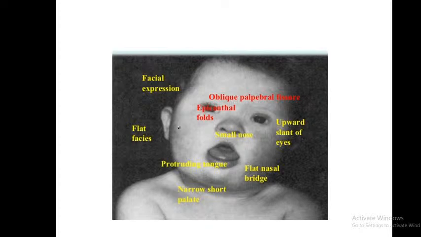Mongoloid race, they are normal people, but usually their face looks different from other races. That's known as Mongoloid look, Mongolism. Now, people who have Down syndrome are said to have the appearance of a face of a Mongoloid race. So it's also called Mongolism.